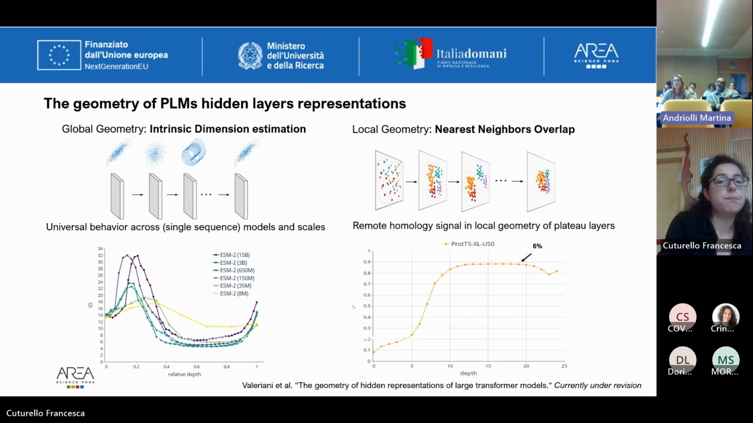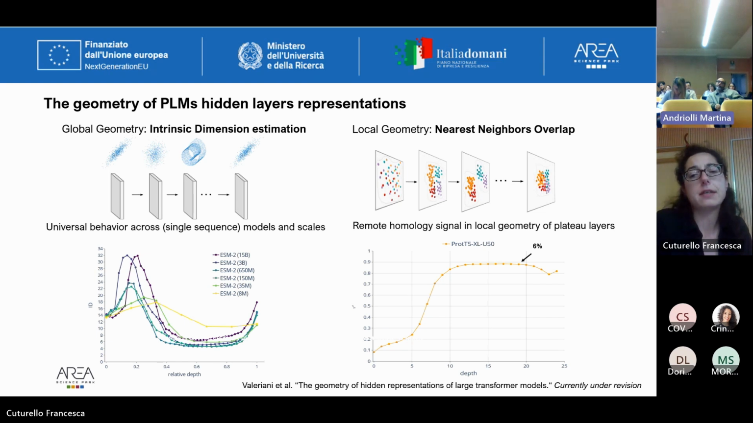Well, all this can be studied also locally, and maybe it's easier to interpret when we look at things locally. So what we looked at was the nearest neighbors overlap. We take a representation in a layer. We look at the first k nearest neighbors in the representation space. So imagine these are vectors, so you can compute distances. And we look at how the neighborhood is preserved from one layer to the other. So at the beginning, the orange curve, these representations are all incoherent. The neighborhood changes from one layer to the other. Then you start to see coherence. So basically at the plateau, the layers that correspond to the plateau in the intrinsic dimension behavior, we see that the representation keeps the same neighborhood across layers.